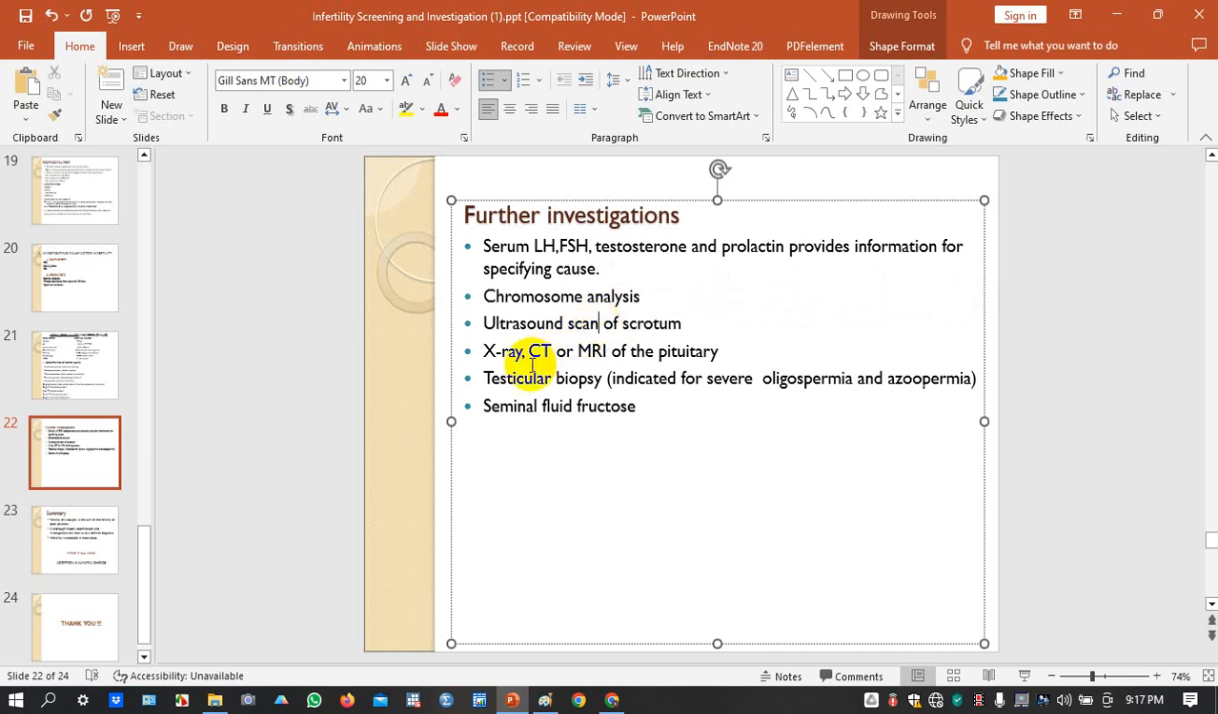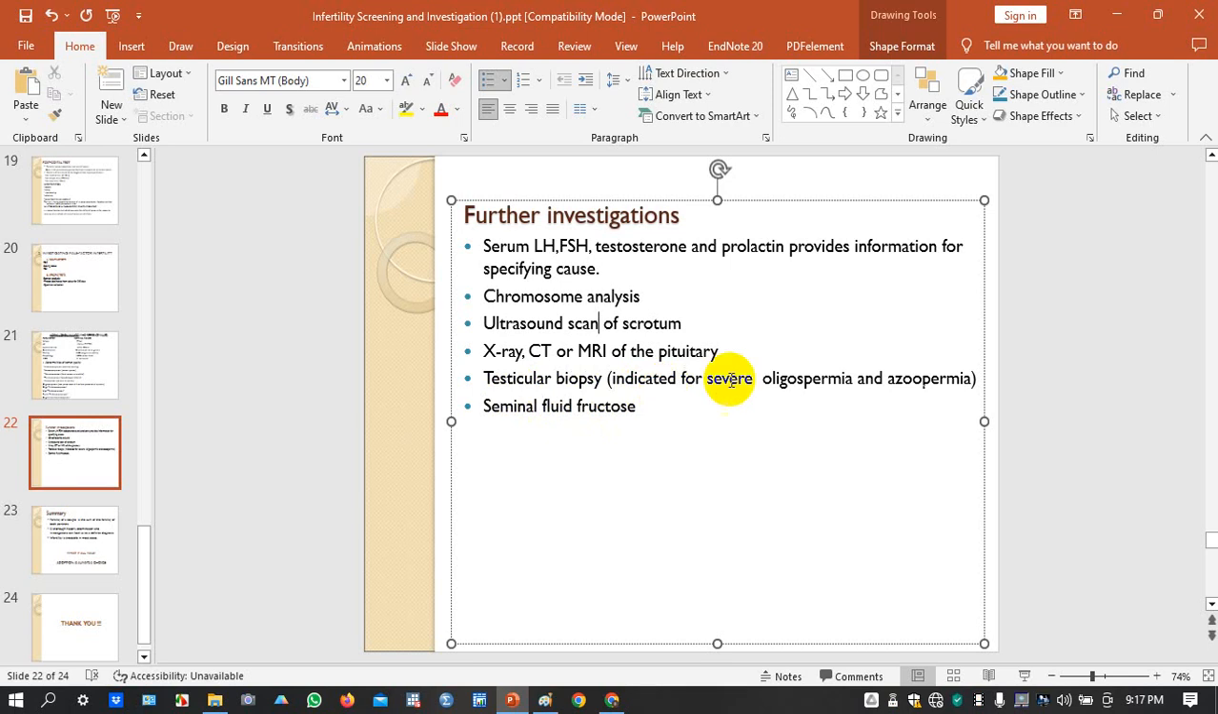Then we also need to find out whether you have normal size testes. We also need to do an X-ray, CT scan or MRI of the pituitary, because the pituitary regulates LH, FSH levels, testosterone production and prolactin. So we have to find out whether the person has any pituitary tumor. Then we check whether your seminal fluid produces enough fructose, because it is the fructose that the sperm will use for energy to be able to swim to the ovaries.